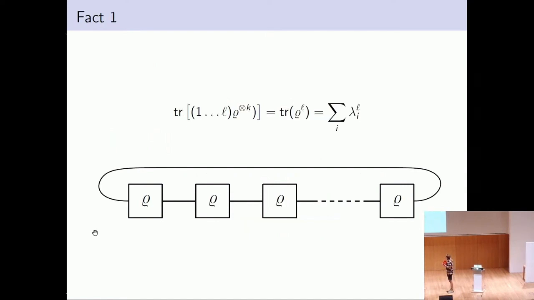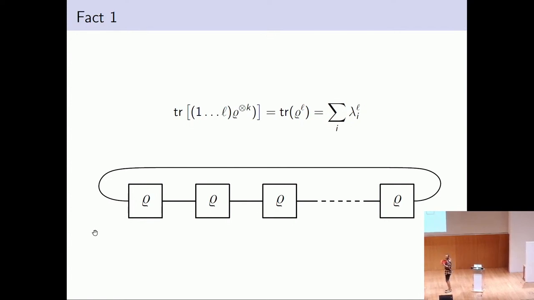What can we do with this? A very simple fact, also known as the swap trick. If you have a permutation, let's say a cycle (1 2 3 ... L), acting on k copies of some operator, rho tensor k, and here k has to be bigger or equal to L, otherwise it's not well defined, and you take the trace, what you get is the L-th purity. So you get the trace of rho to the power of L, which is, of course, just by diagonalization, the sum of all the L-th powered eigenvalues.